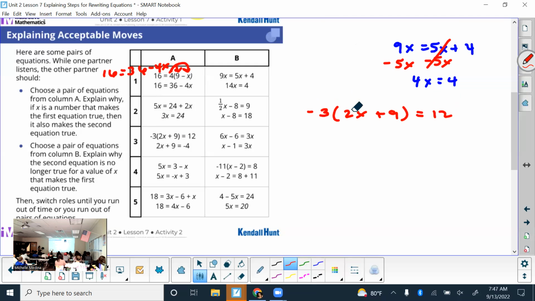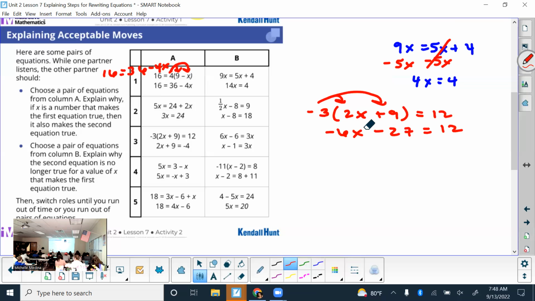Well, in the parentheses, I can't simplify it more. But when I have parentheses in this format, what do I do? What property? Distribute. So the first step in solving equations is always distribute if necessary. So that's what I would do first with negative 3 times 2x. What's negative 3 times 9?